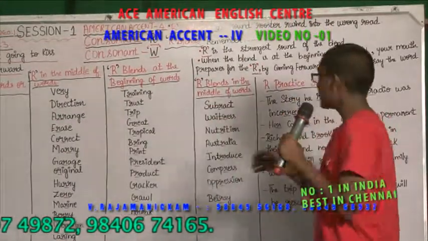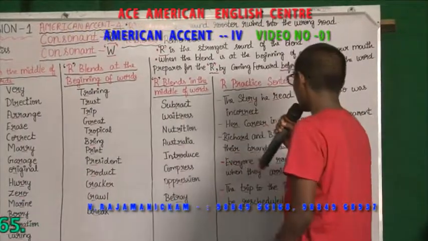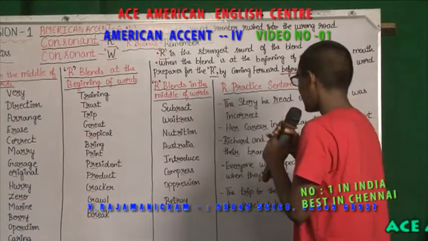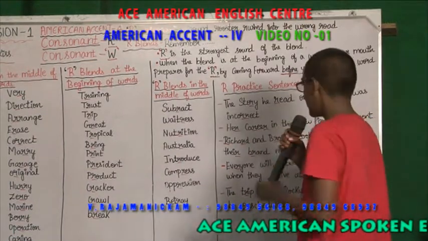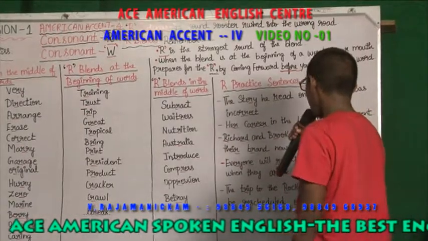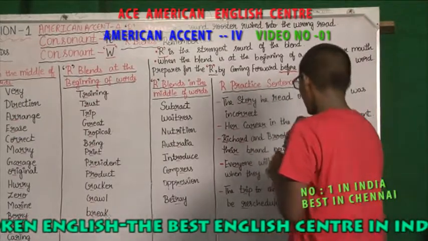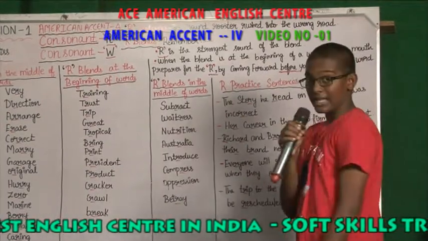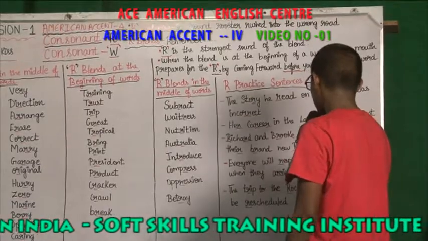And the next is our practice sentences. We are going to practice sentences like: The story you read on the radio was incorrect. Her career in the law firm is permanent. Richard and Brooke took a ride in their brand new Range Rover truck. Everyone will respect the royal family when they arrive at the airport. The trip to the Rocky Mountains will be rescheduled on Friday.